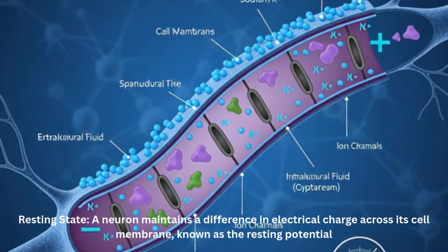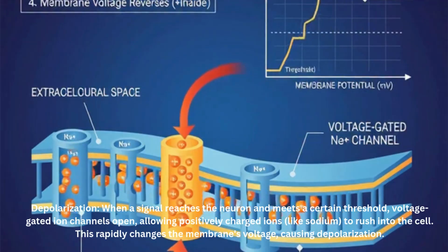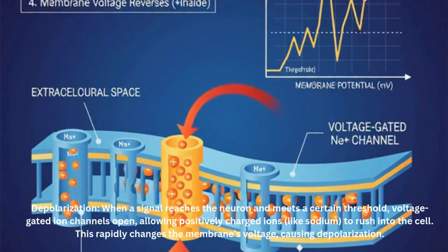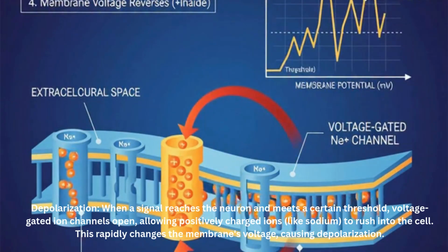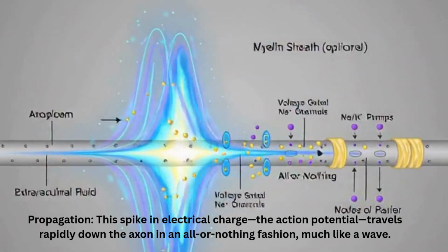Depolarization. When a signal reaches the neuron and meets a certain threshold, voltage-gated ion channels open, allowing positively charged ions, like sodium, to rush into the cell. This rapidly changes the membrane's voltage, causing depolarization.